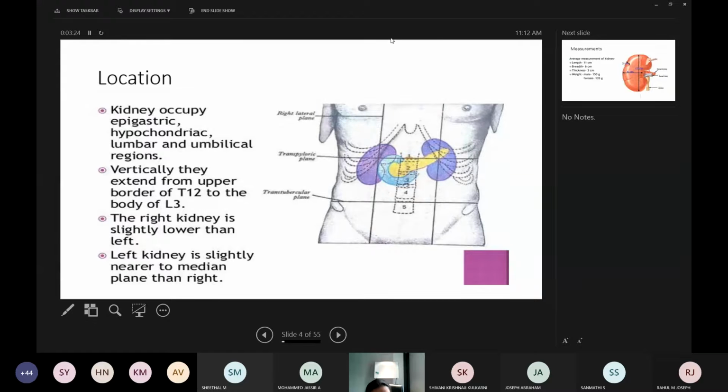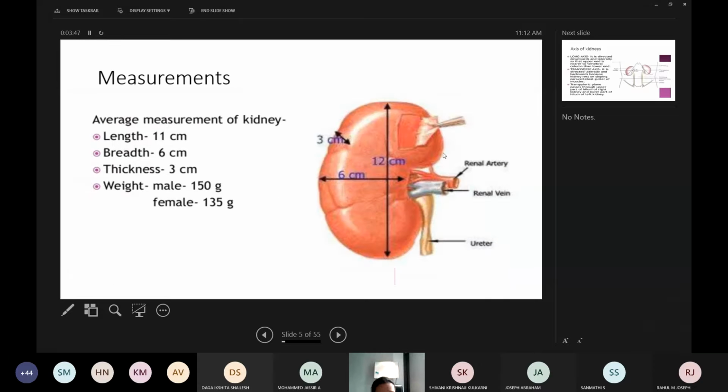Ma'am, it has to accommodate the liver. That's why it's lower. On the right side, as the liver is there, the structures present on the right side are at a lower level compared to the left side. The left kidney is slightly nearer to the median plane than the right. The right is more obliquely placed.